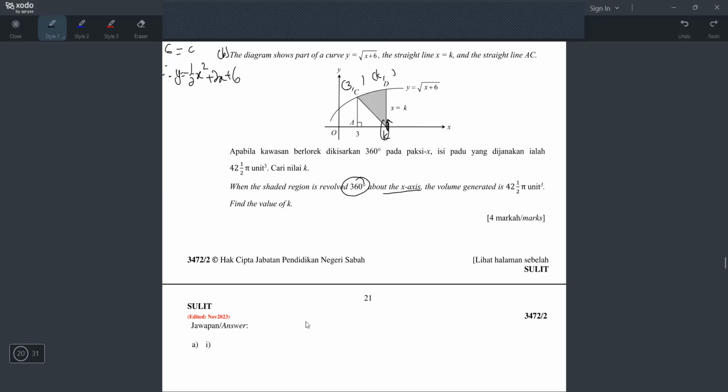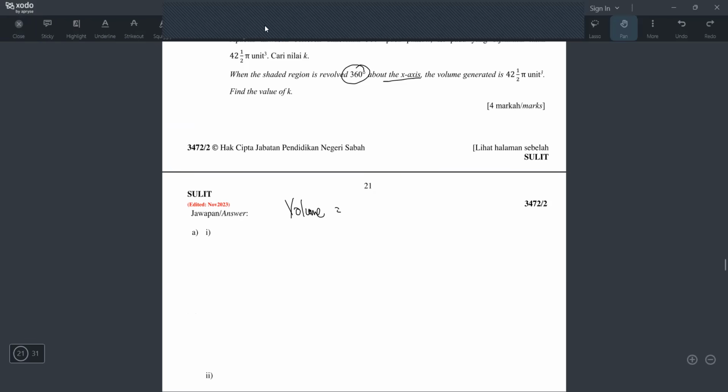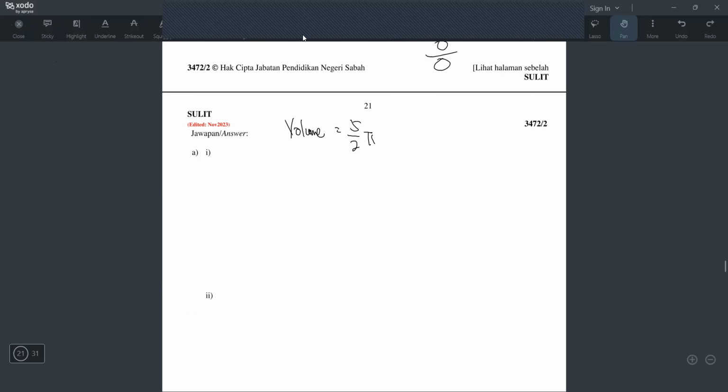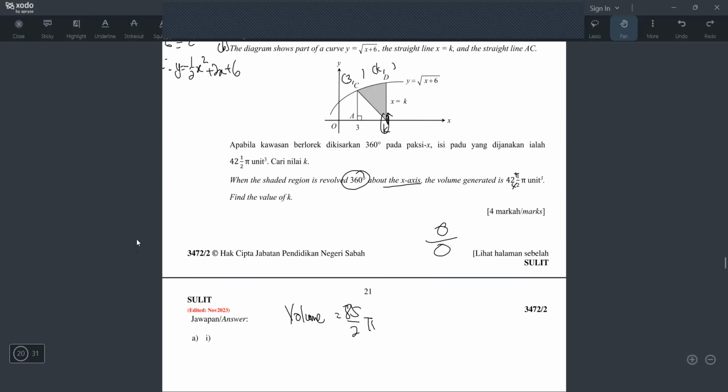So let's write down the volume. It's 42.5, or you can write 42 1 over 2. But let's convert this into an improper fraction. It means I will multiply and then add, because I want the fraction to look like this. So 2 times 42 plus 1, what do you get? 85 over 2. So the volume is 85 over 2 pi, right? But this is the volume of the shaded region, and it already says revolve about the x-axis. And then they say find the value of k. How to do this?